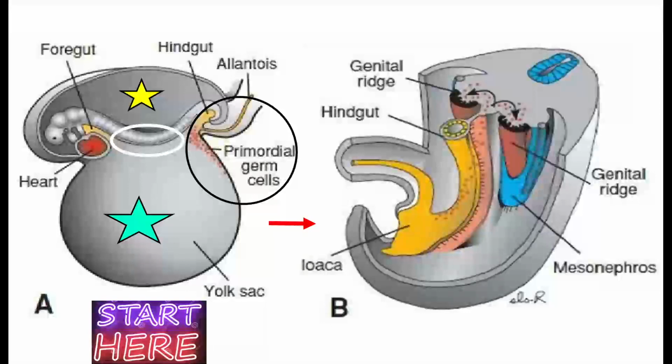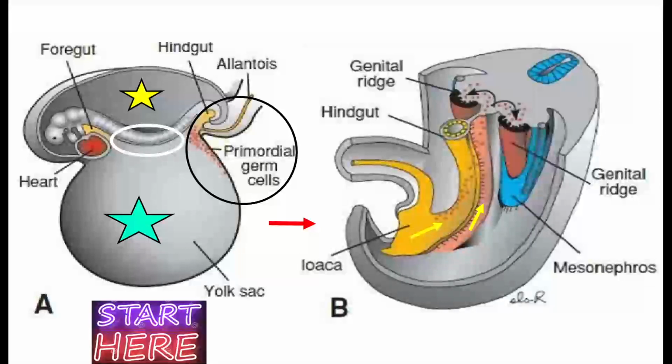It is called the allantois, and these cells are coming from the lining of the yolk sac, and they are the starting cells of developing a human body, and they are called primordial germ cells. When we go to the figure to the right, we can see that these primordial germ cells developing around the allantois are not going to stay there. They are going to travel to the genital ridge.